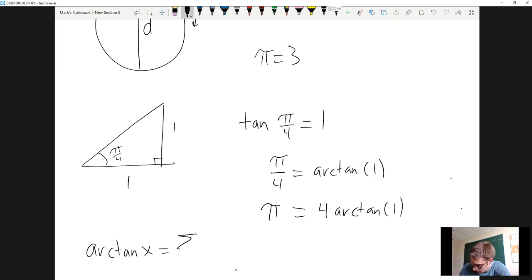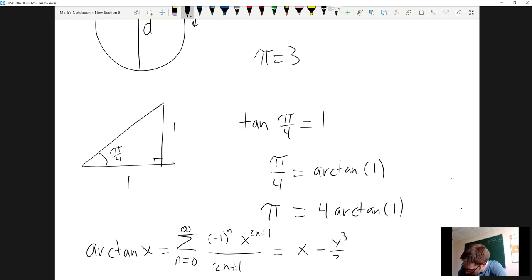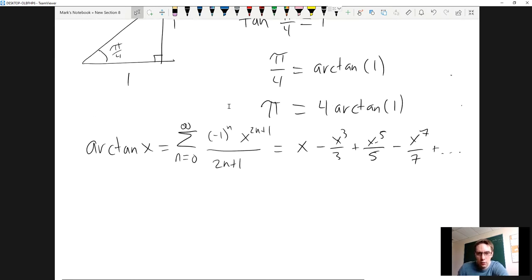The arctangent of x was given by, and we calculated this earlier, the sum from n equals 0 to infinity of (-1)^n times x^(2n+1) all over 2n+1, which if you plug in different values of x, you'll get x minus x cubed over 3 plus x to the 5th over 5 minus x to the 7th over 7, and so on down the line. Okay? So we have an infinite series to calculate the arctangent of x, and that series is convergent for x values between -1 and 1.